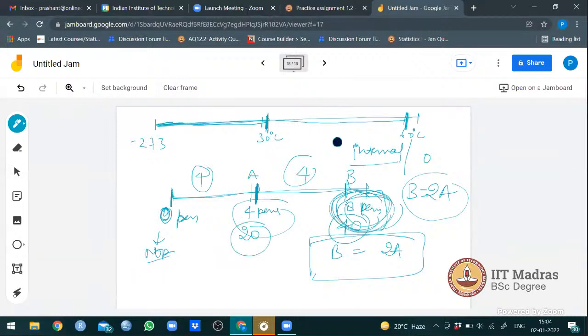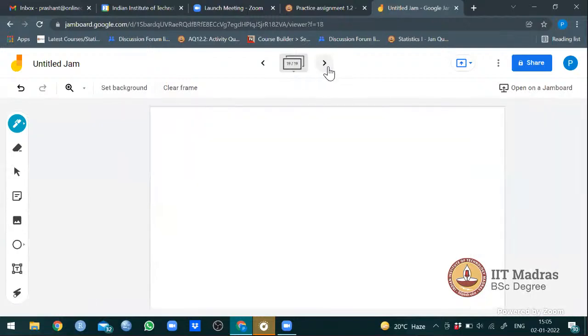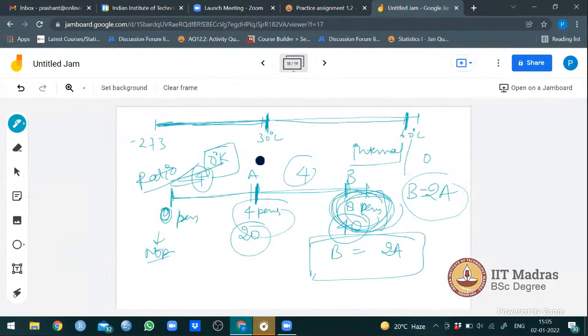Sir, if temperature is measured in Kelvin, then it will be ratio, because the lower limit of Kelvin is 0 degree Kelvin, and it cannot take a negative value, right? Okay, sir. Could you please explain how to convert an interval scale into a ratio scale with the help of subtraction?